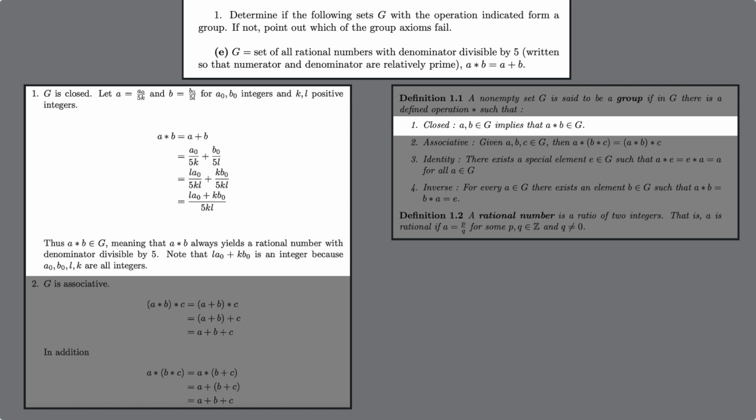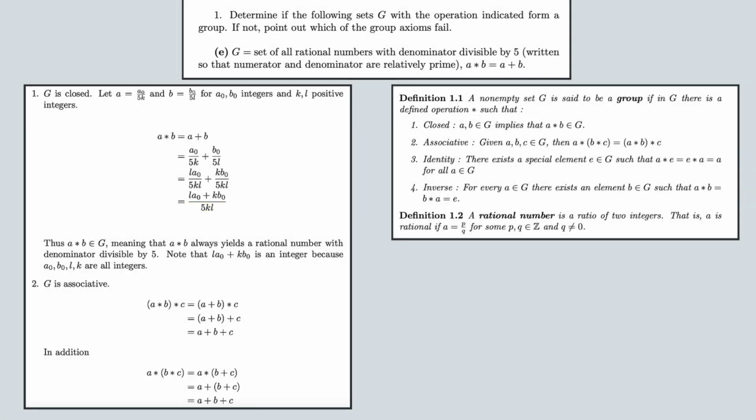What happens in A star B? Well, A star B is just A plus B. That's our operation. And so when we add these together, we see that the numerator is l A naught plus k B naught. l, A naught, k, and B naught are all integers, so their product and summation is an integer, so our numerator is an integer. And then our denominator, 5kl, is divisible by 5, because there's a 5 in there, and we need to check it's not 0, but k and l are positive integers, so 5kl is a non-zero number.